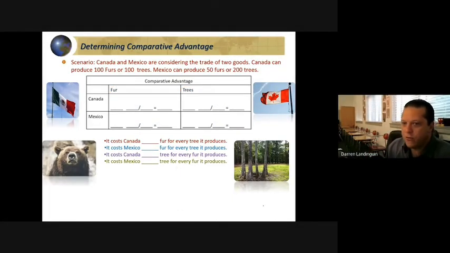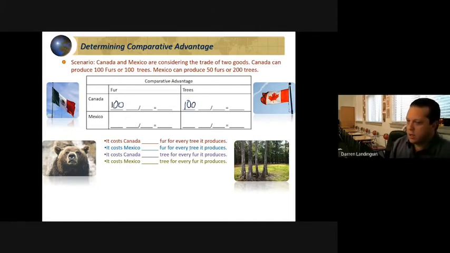Okay, so our first example here is for Canada and Mexico. And Canada and Mexico are considering the trade of 2 goods. And so Canada can produce 100 firs or 100 trees, and Mexico can produce 50 firs or 200 trees. And so the first thing we're going to want to do here is to input the original data. So we'll go ahead and select Canada here, and we know that Canada can produce 100 or 100. And remember, it's all about opportunity cost.